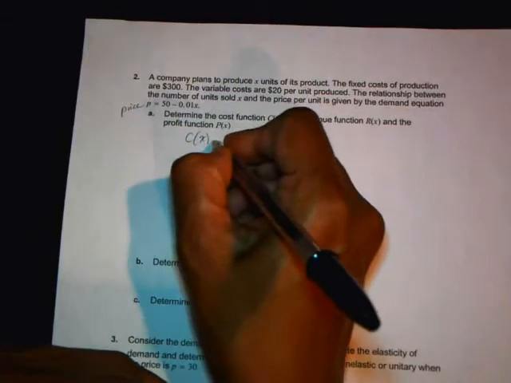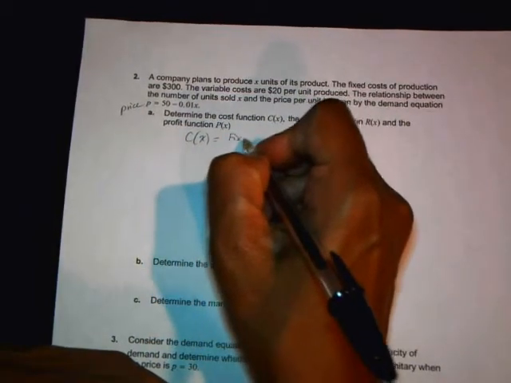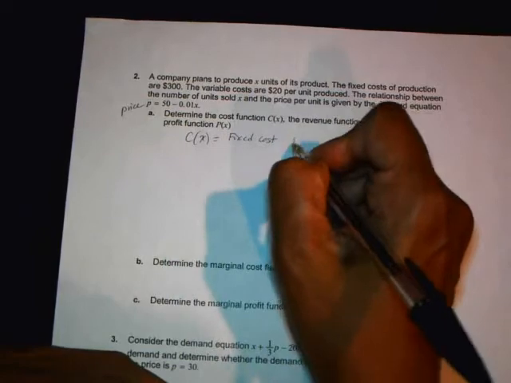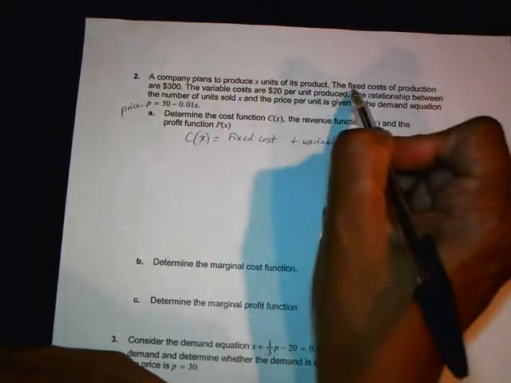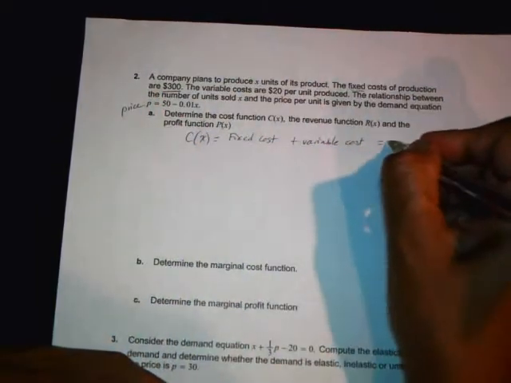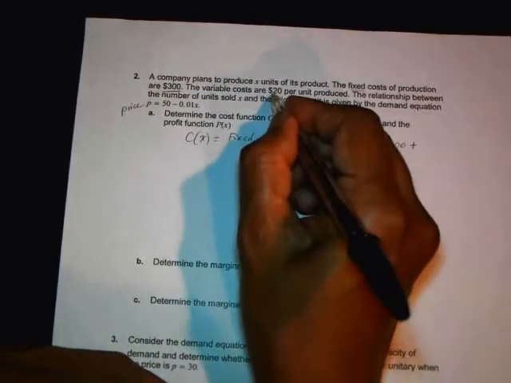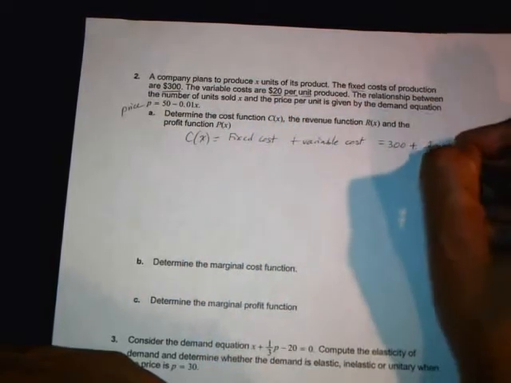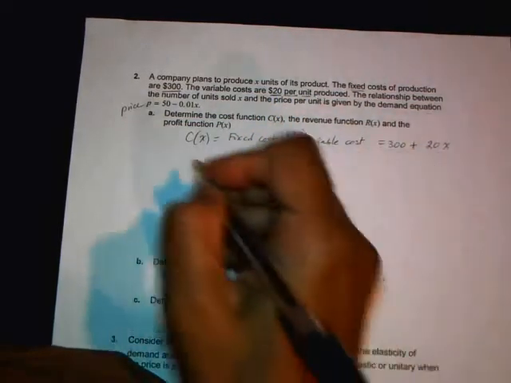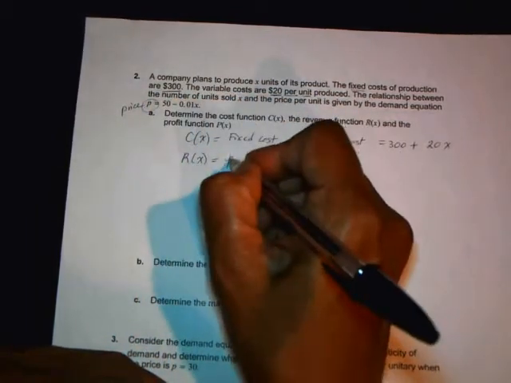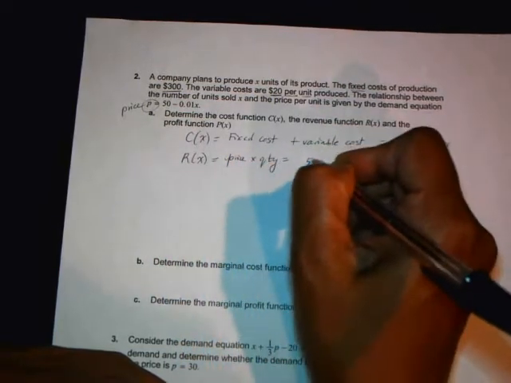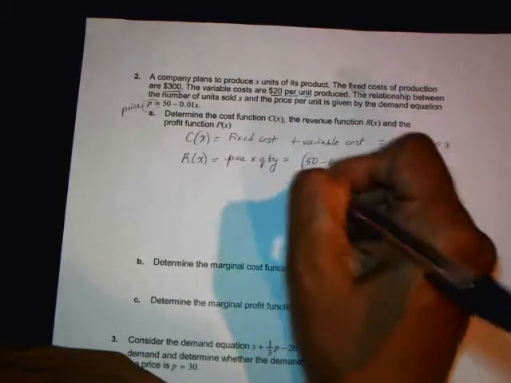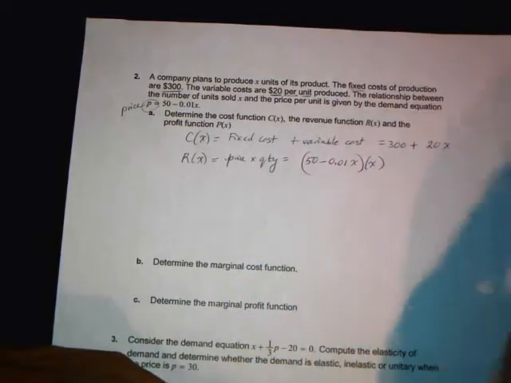So the total cost is fixed cost plus the variable cost. And you can see here that the fixed cost is given to be 300, so that's going to be 300, plus variable cost is $20 per unit, so that'll be 20x. Okay, so we're done with that. Revenue is given by lowercase p, price, times quantity. So it's 50 minus 0.01x times x. x is the number of units sold.